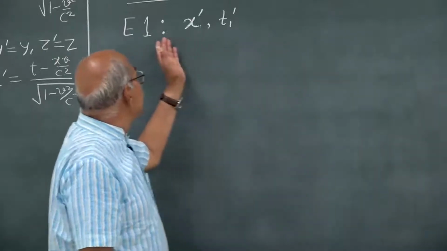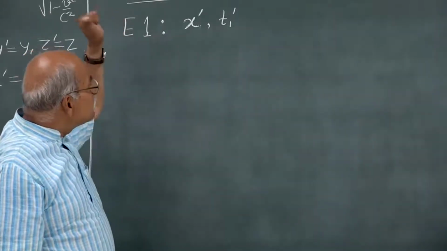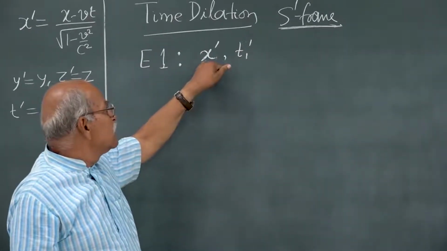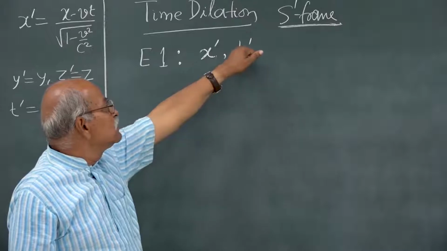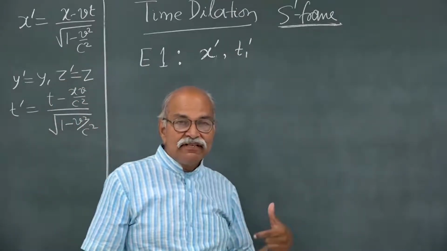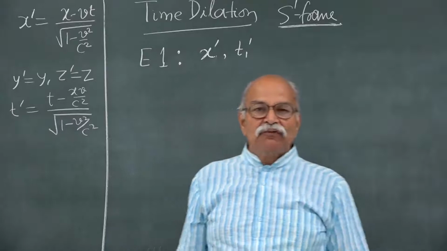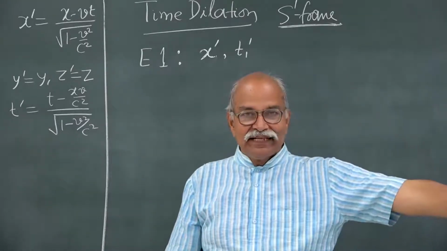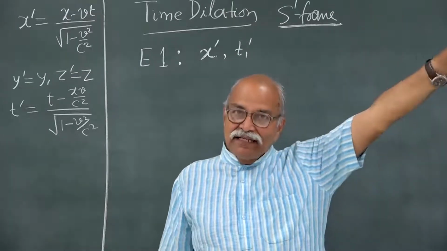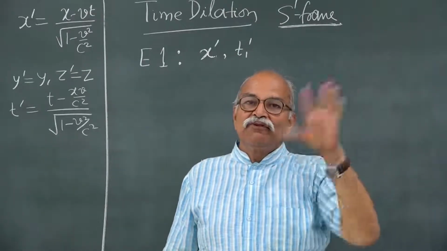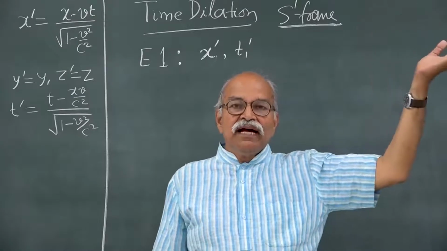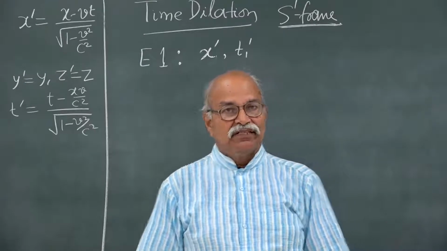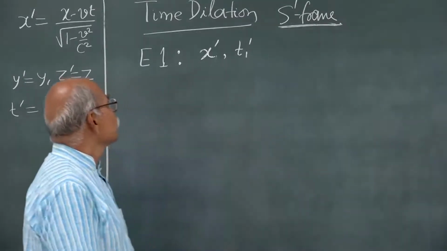So, some event has taken place and as measured from S prime frame, its position was x prime and its time was t1 prime, first event. I am not writing y and z. You can assume that all these things are happening on the x axis, or if y and z are there, let them be there: y prime will be equal to y, z prime will be equal to z, and this will have no effect on the equation that we will be deriving. So, I am only writing x and t.